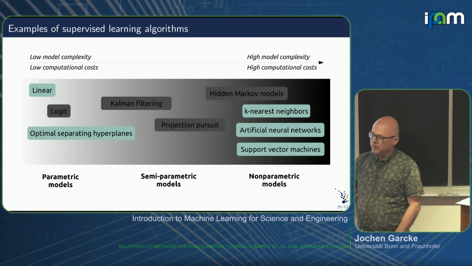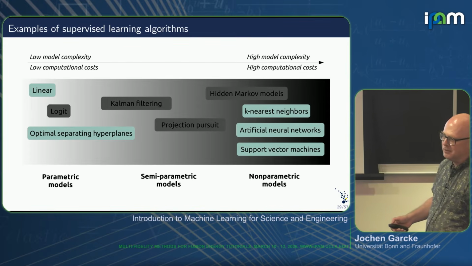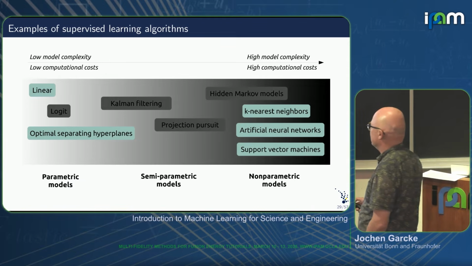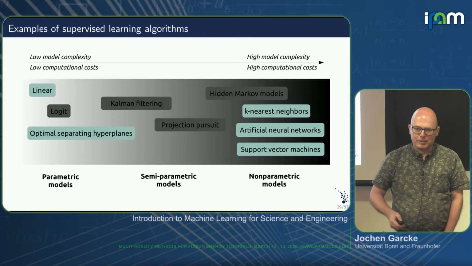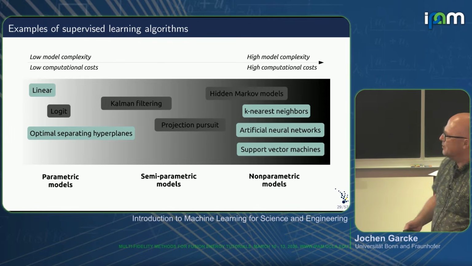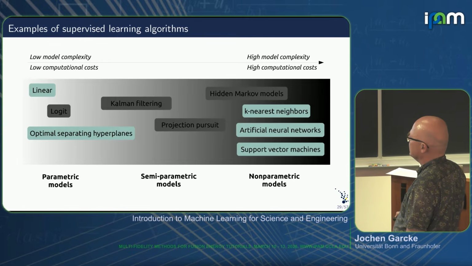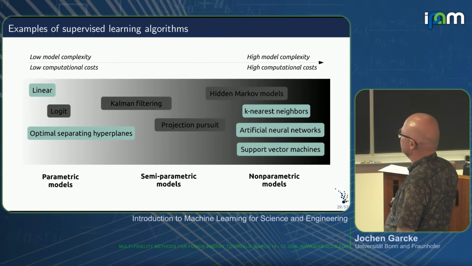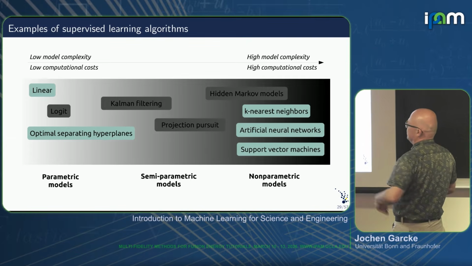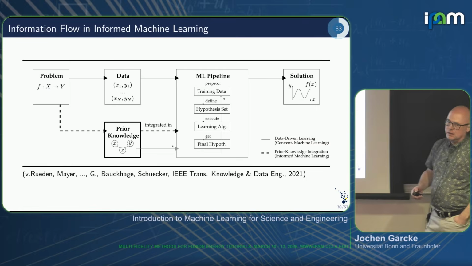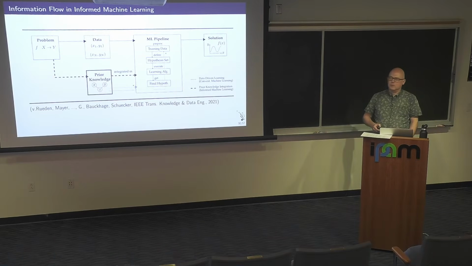So there are lots of machine learning procedures, and I could do another slide just about artificial neural networks, Kolmogorov-Arnold networks, transformers, state space models, and so on. And there are linear regression problems, Kalman filters, projection pursuit, kernel neighbors, support vector machines, and so on. Any questions so far?